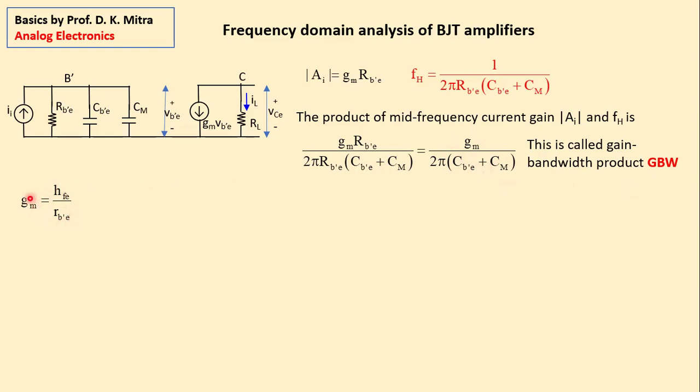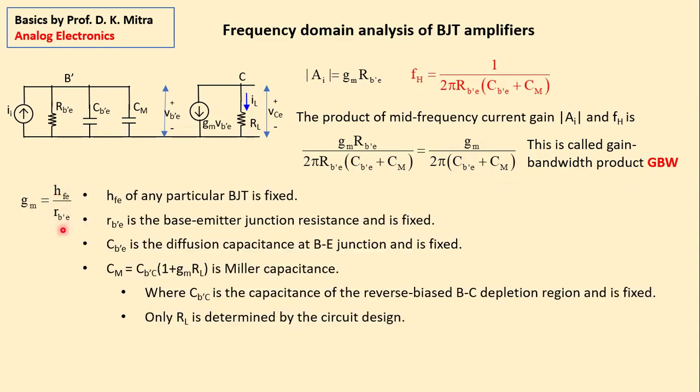This is GM. GM, we have seen earlier, is HFE by RB'E. HFE of any particular transistor, a BJT, is fixed. Once you have purchased it, it's fixed, or once you have manufactured it, it's fixed. RB'E is the base emitter junction resistance of the transistor. It is also fixed after manufacturing. Then we have these two, CB'E and CM. CB'E is the diffusion capacitance of the base emitter junction, which is fixed after the transistor has been manufactured.